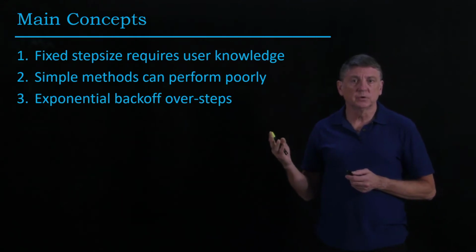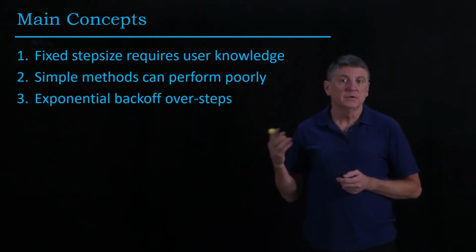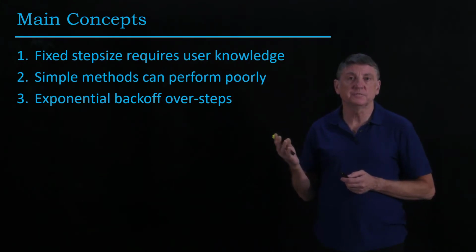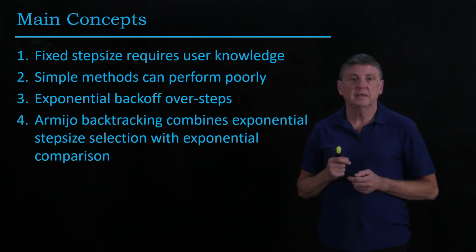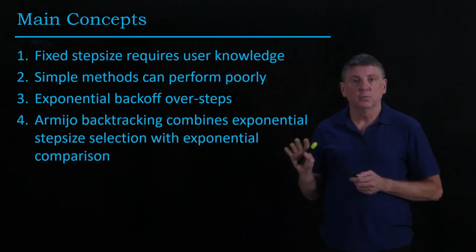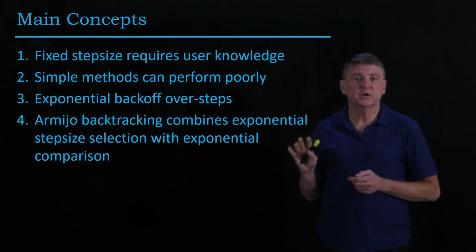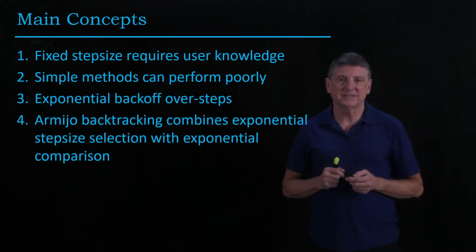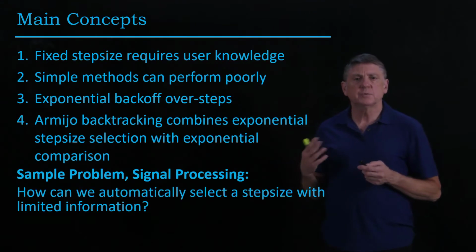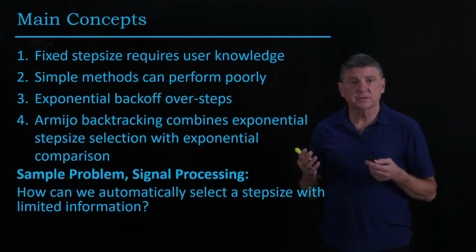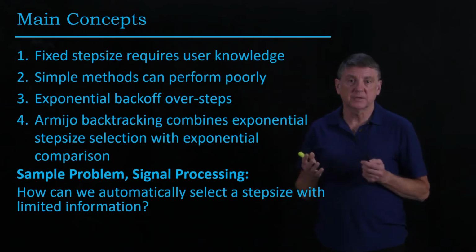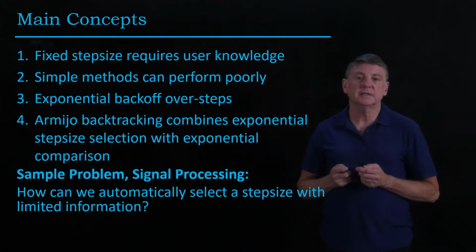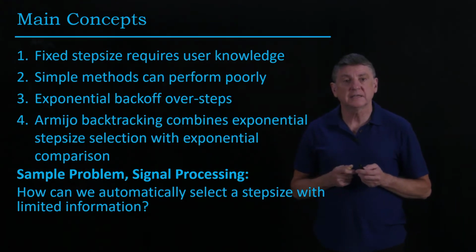They can perform well, but we want to see how we can improve them. One of the ways we'll look at is an algorithm using an exponential method that will help the user to find a better step size. And we'll end this lecture with Armijo backtracking, which is a combination of step size selection and how to perform a comparison. Through this, let's remember our dynamical system. We'll keep using that through this lecture. And the problem that we want to solve is how to automatically select a step size with as little information as we can manage.